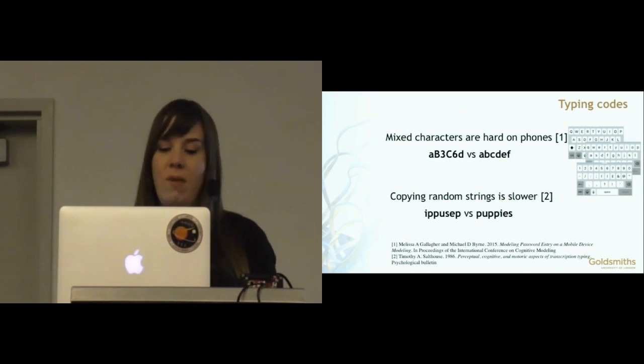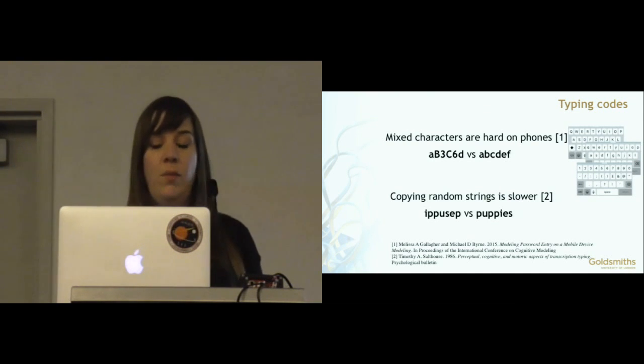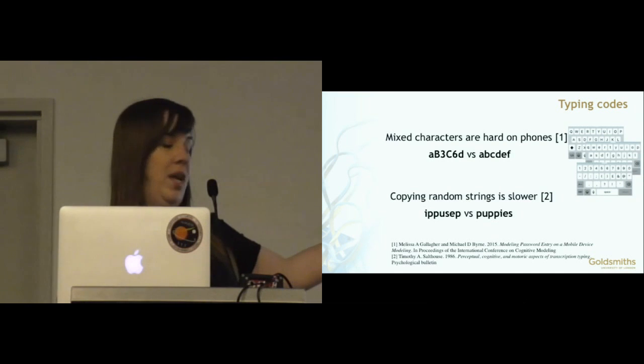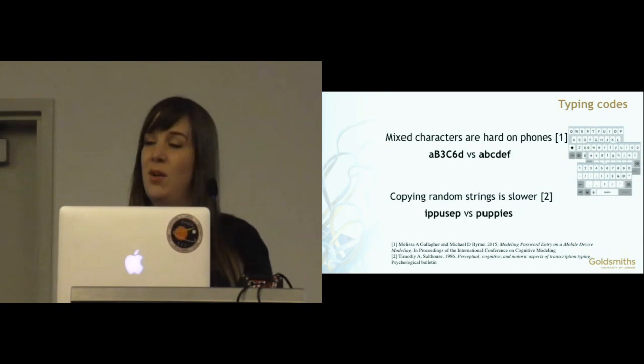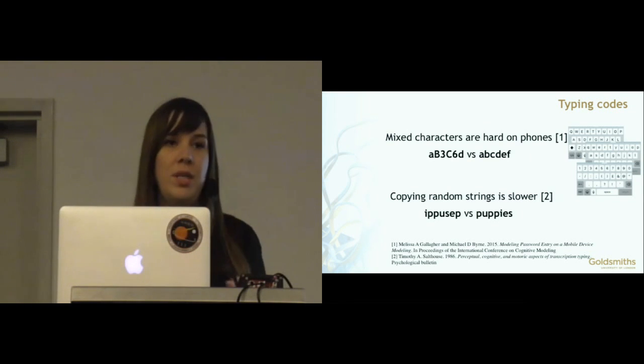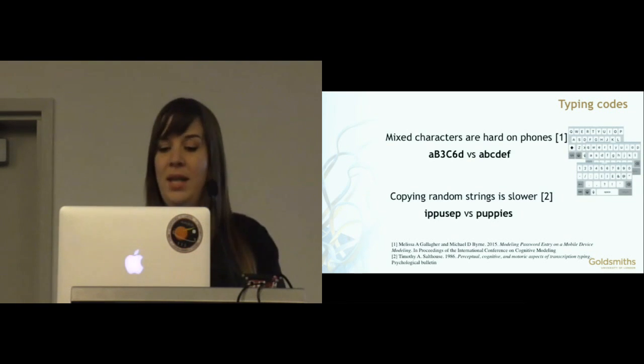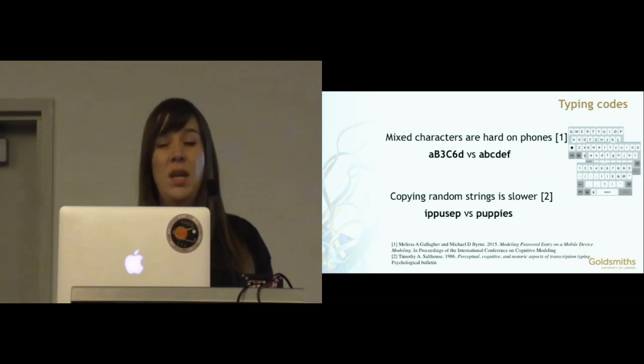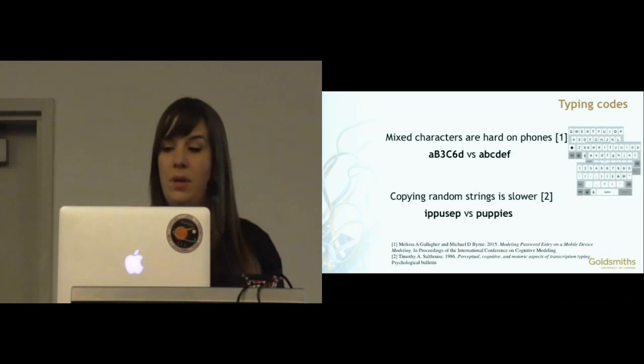Secondly, we know that copying random strings is a lot slower than copying words that we're familiar with. So if we were to copy a random string like ipsep, we would do it a lot slower than we would copy the word puppies, even though they involve the same letters. It's because we know the word and we have it stored in our memory, and so that facilitates the typing process, meaning that the words codes might not be so stupid after all.